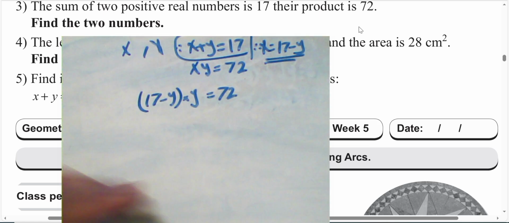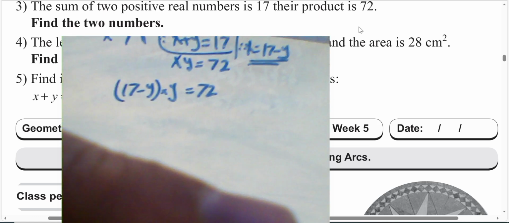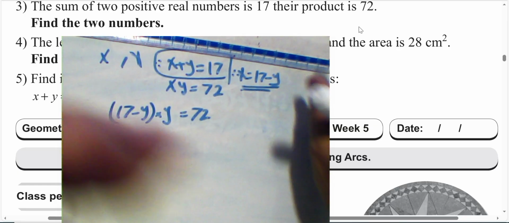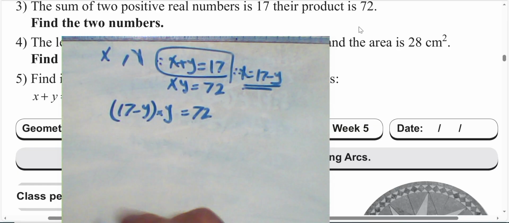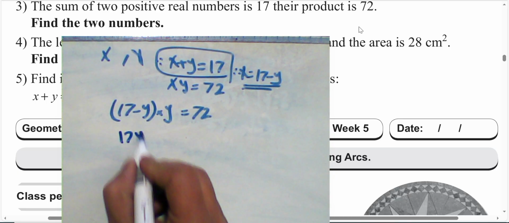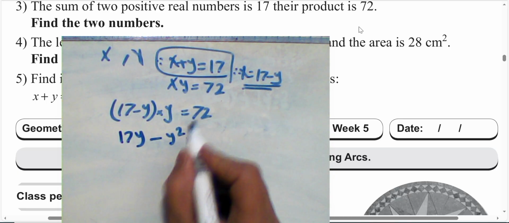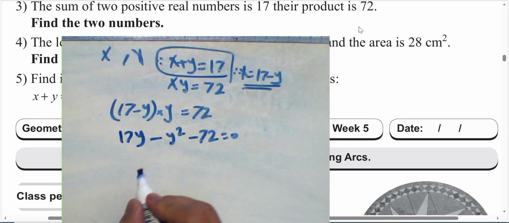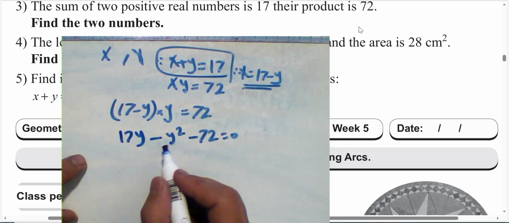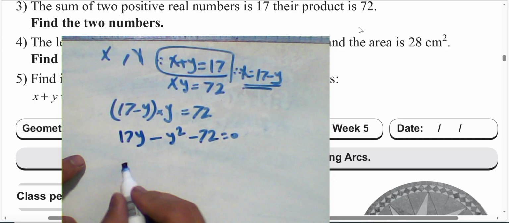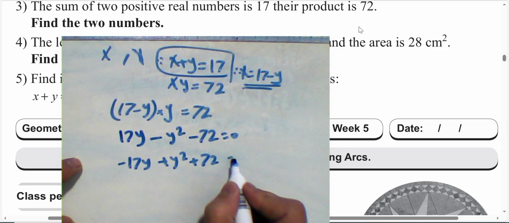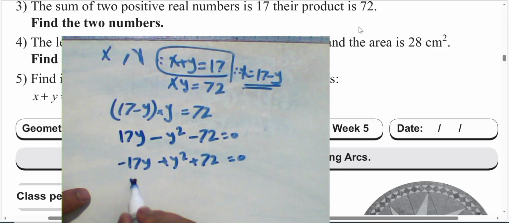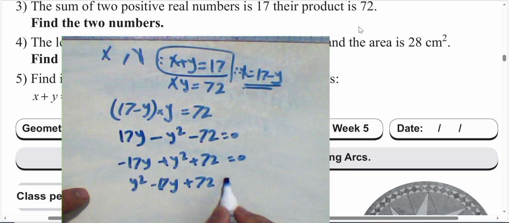Now we can simplify to find the answer, using distributive properties. 17 times y equals 17y, y times y is y power 2, subtract 72 equals 0. Now I will product by negative: negative 17y, positive y power 2, plus 72 equals 0. Then I will arrange: y power 2 subtract by 17y plus 72 equals 0.